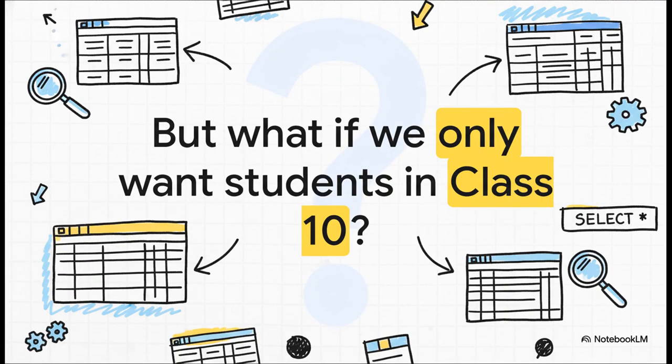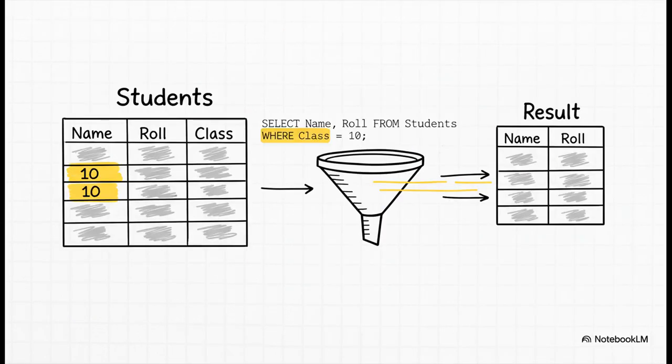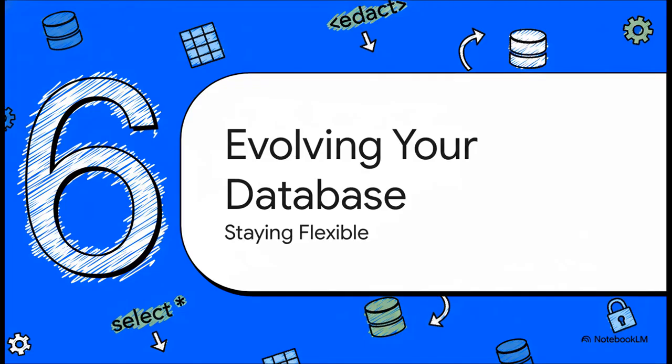Seeing everything is useful sometimes, but let's be real, it's rarely what you actually need. The real magic of a database is its ability to find that one specific needle in a giant haystack. And this is exactly how we do it. Instead of that star, we specify the exact columns we want to see, name and roll. Then, just like with our update command, we use that super important where clause to filter the rows. So this command is asking, show me just the name and roll number, but only for the students who are in class 10.